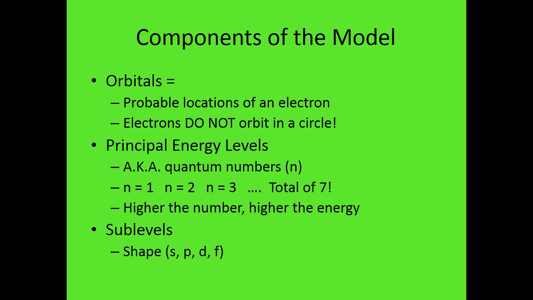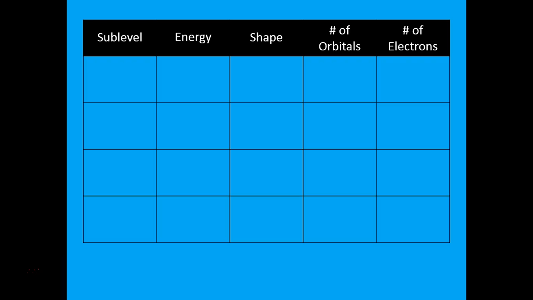For sublevels, there are 4 different sublevels: s, p, d, and f. You don't have to remember exactly what these mean, but they stand for sharp, principal, diffuse, and fundamental. I won't ask you that on a test, but that's what the s, p, d, and f stand for. It doesn't really mean anything to me. I don't understand how s is sharp and p is principal, but it's what whoever was naming them came up with.